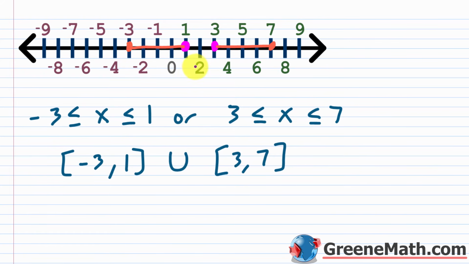This is a perfectly acceptable way to do this. It's just not the way that I'm used to. So I'm going to put a bracket at negative 3 and put a bracket at 1. And then I'm going to put a bracket at 3 and a bracket at 7 and just shade everything in between there. So graphically, x can be anything starting from negative 3, going up to and including positive 1, or it could be anything starting with 3 and going up to and including 7.